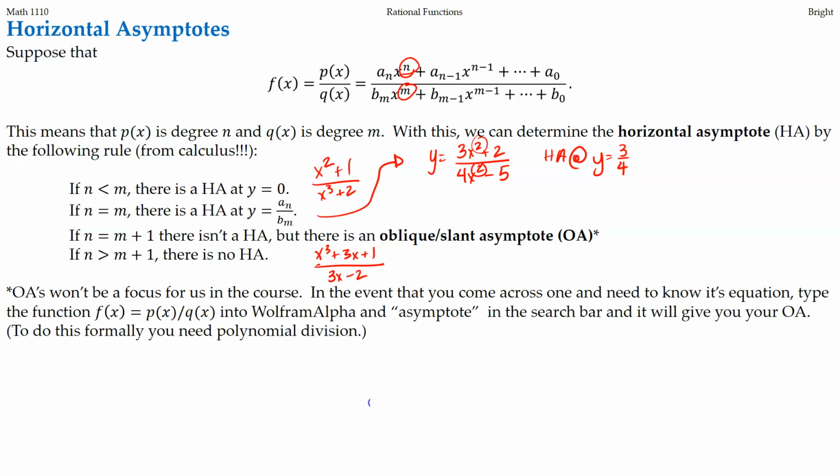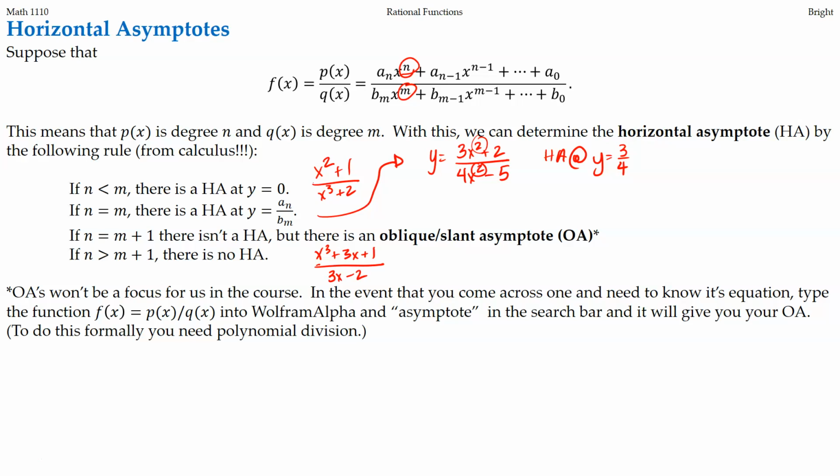Just to reiterate, oblique or slant asymptotes won't be in this course. If you need to find them, all you have to do is type the function into Wolfram Alpha. You all might use Mathway or something similar, but Wolfram Alpha is more powerful and better, in my opinion. I'm biased, but anyway, type it into Wolfram Alpha with the word asymptote after, and it'll give you the asymptote without having to do polynomial division, which is what you normally need to do.